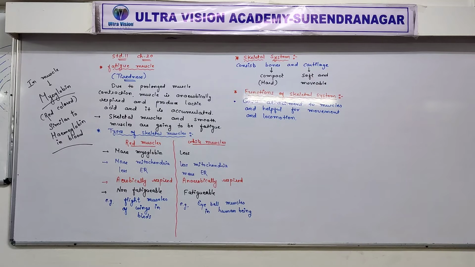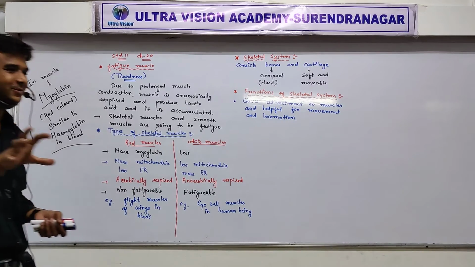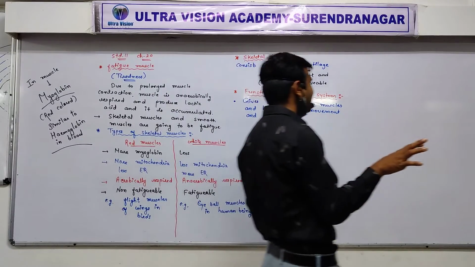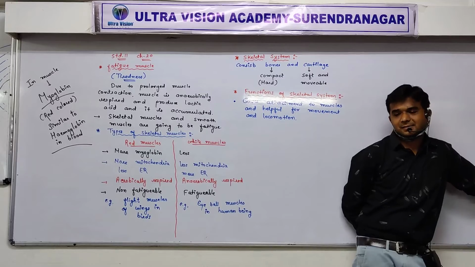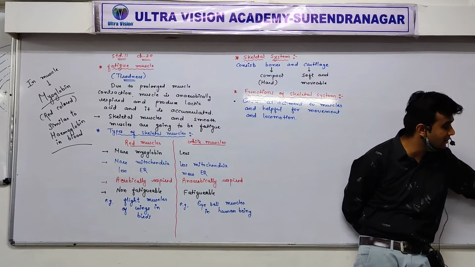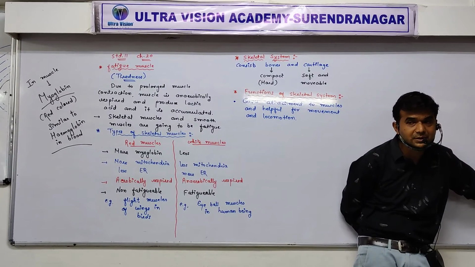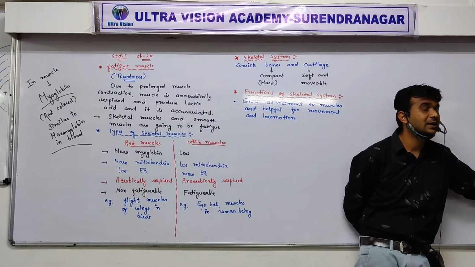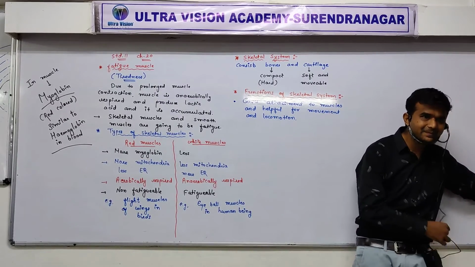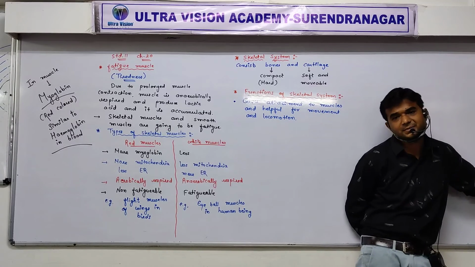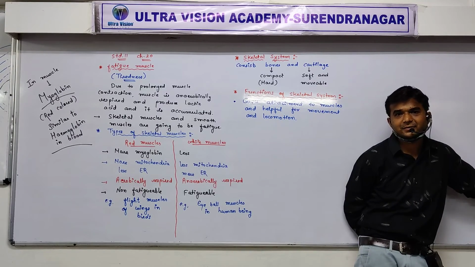The bones are joined together and form the joint, right? Okay, suppose we think that there is a skeletal system but no muscular system. Without muscles, imagine.